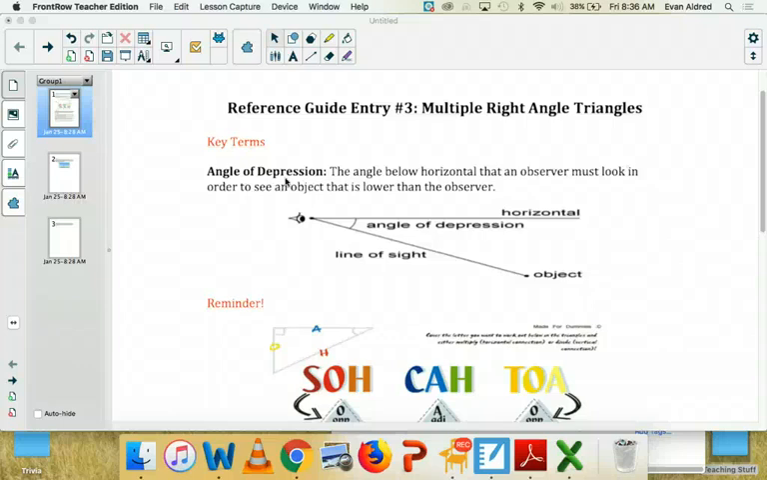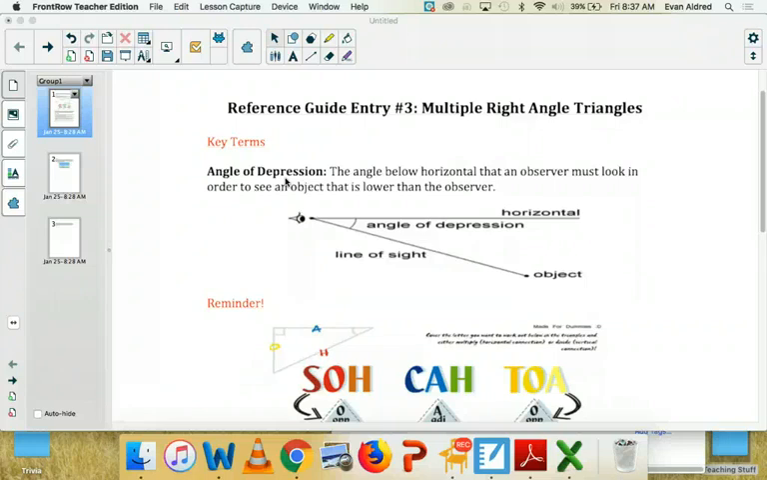In this reference guide, we'll be looking at multiple right triangles that exist within the same problem. So in these questions, we won't just be solving a single right triangle as we've been doing so far. We'll be seeing what happens when two or more triangles are stacked on top of each other or found within one another. So we'll be looking at how to solve problems that involve more than one right angle triangle.